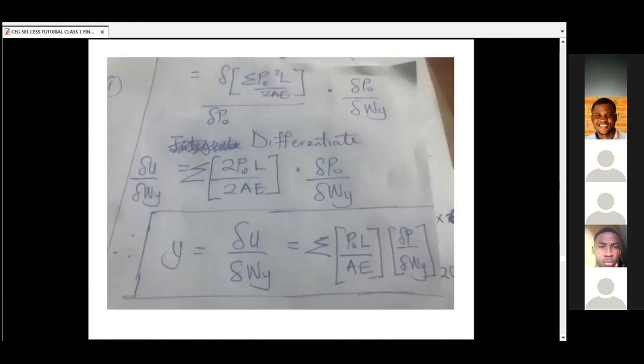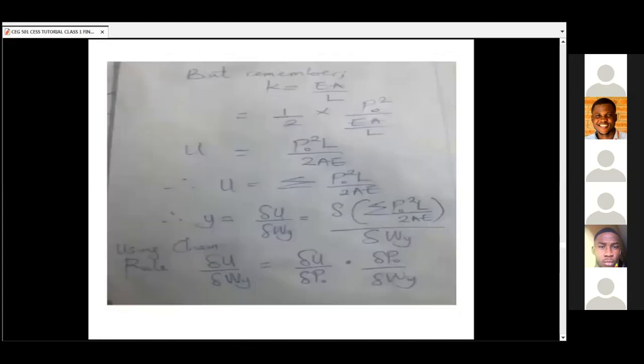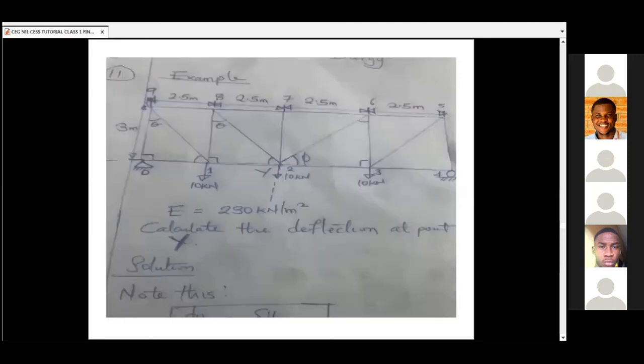So now let's move to our question. Since the truss is symmetrical, what that means is, if we divide the truss question that was given to us across that point where Δy is concerned, it is like a mirror structure. That means what is on the left, if we mirror it, will be what we get on the right. And they have the same length, they have the same structure.